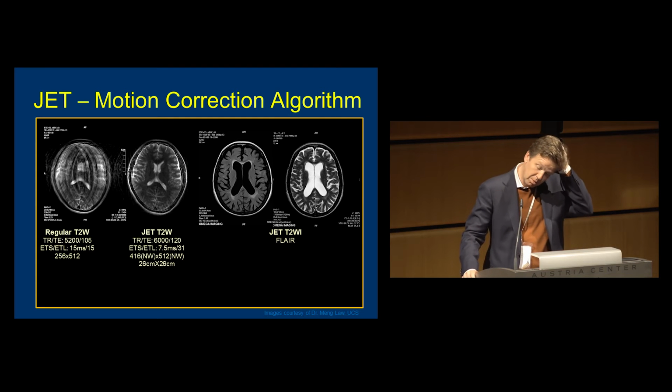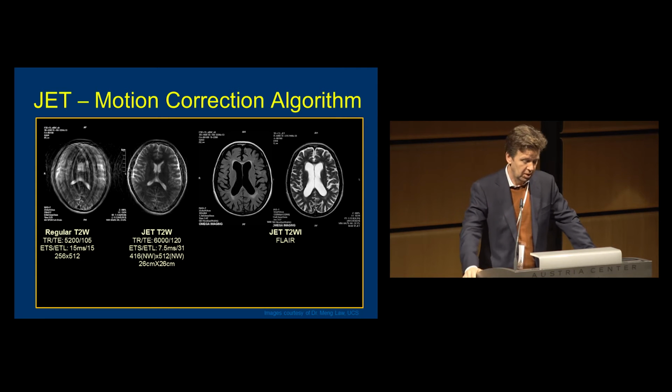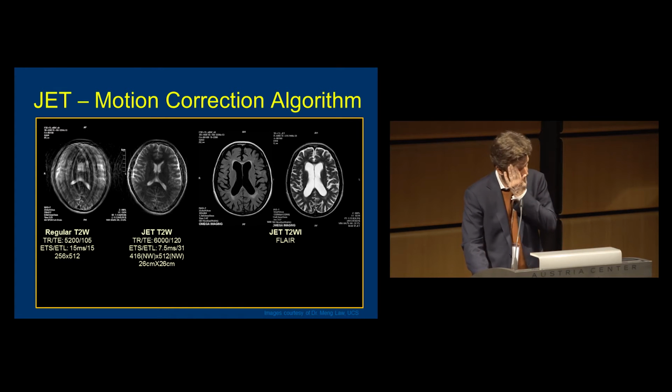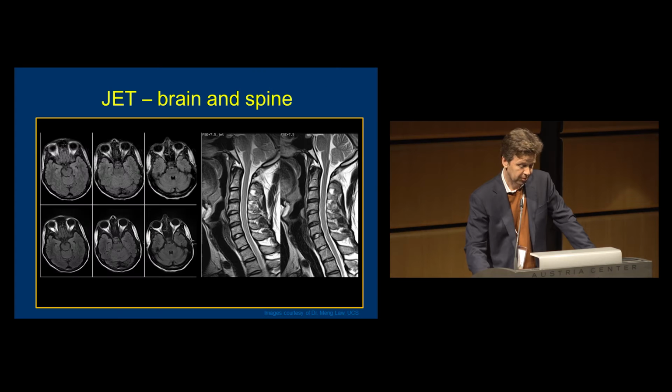The JET I already mentioned, it's the Toshiba implementation of motion correction, so playing around with the acquisition scheme to eliminate motion artifacts like this, and getting good quality images in reasonably short scan times with either T2 or FLAIR type of contrast. Also applicable to the cervical spine, I already showed you an example. You can get nice quality images by eliminating the movement artifacts.